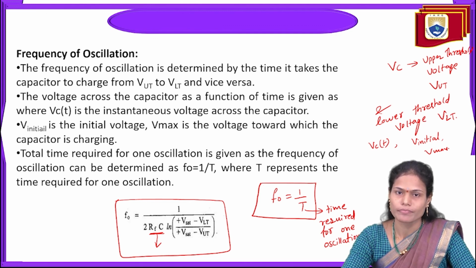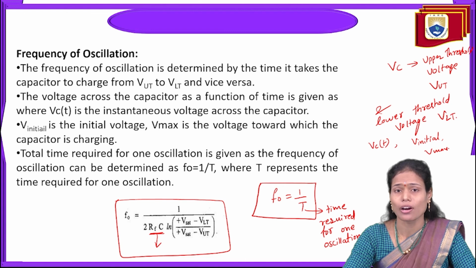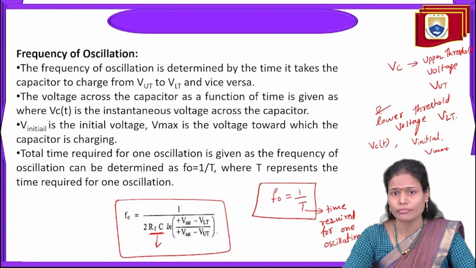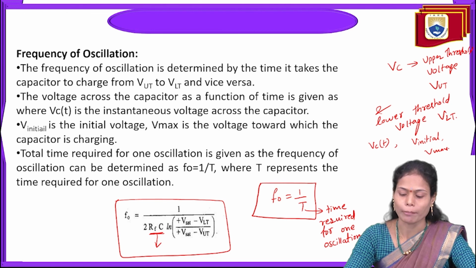This square wave generator falls under the non-linear application of the operational amplifier. That's why the output is not varying linearly with respect to the applied input signal here. Because of that reason, we call it a non-linear application of the operational amplifier.